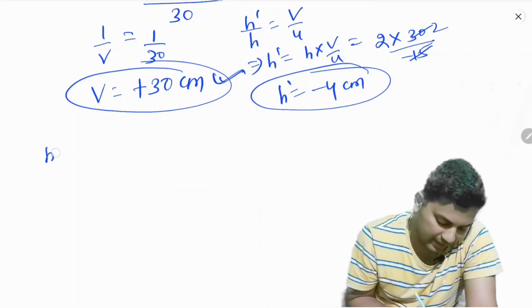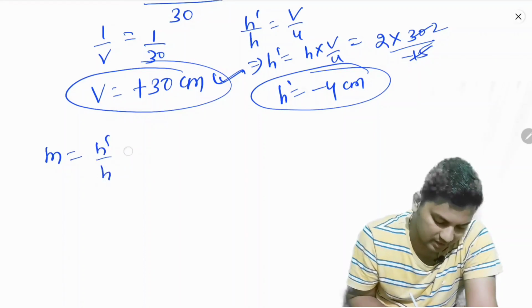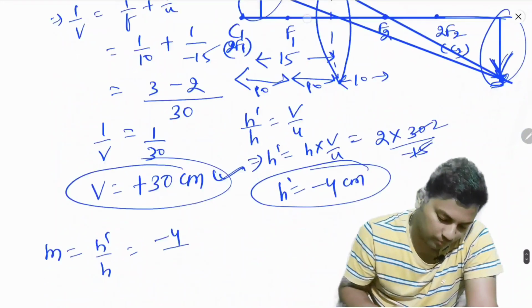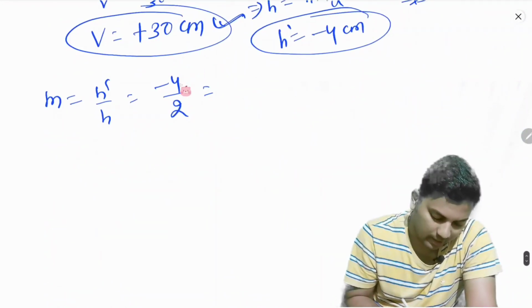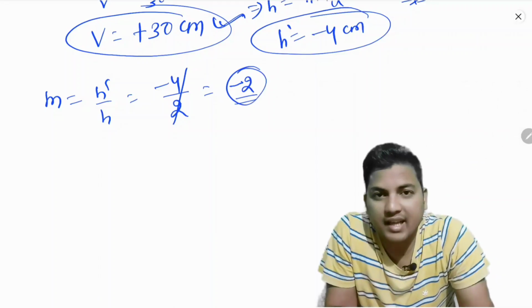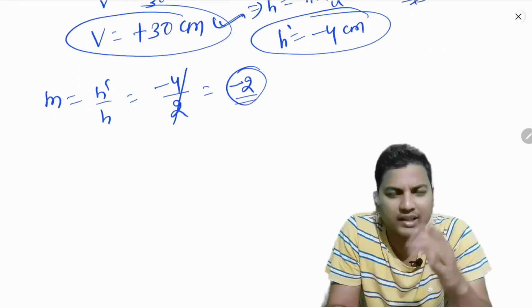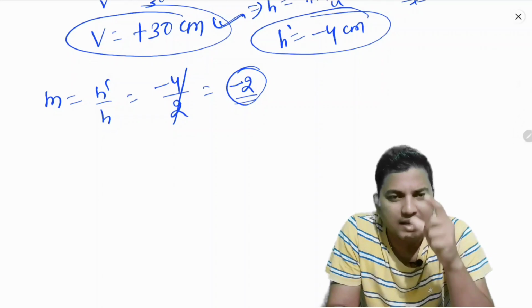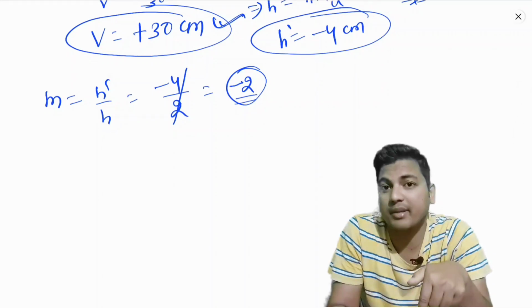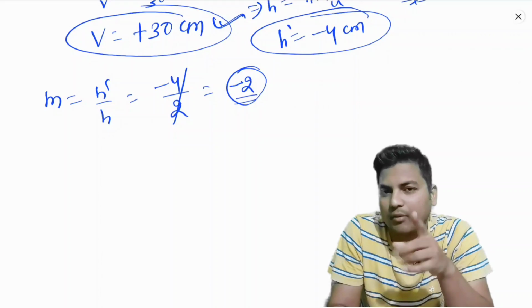So now we will get magnification equal to h dash by h, that is minus 4 by h, and h is given as 2. That means our answer will be minus 2. And of course, as I said, we get an answer of magnitude more than 1, that is 2, with a negative sign, because we are getting a real and inverted image, that too bigger in size than the object.